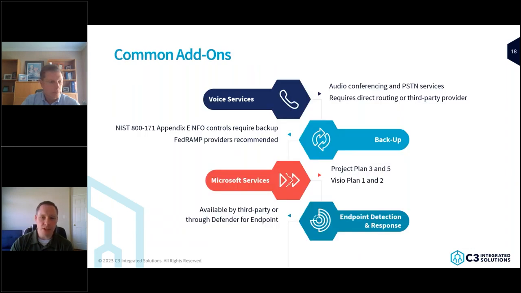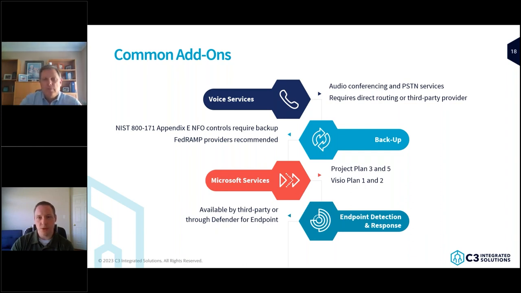In addition to the bundles that I spoke about, there's some common add-ons, right? Some of these are the NFR controls that Bill talked about, such as our backup, right? We want to make sure that backups are FedRAMP approved or authorized. And we also want to make sure we have proper authentication and retention controls on those. Think about your voice services. How are we going to make phone calls, right? Something just as basic as we need to call somebody. How are we going to do it? Are we going to use audio conferencing and PSTN? And if so, do we go direct routing or do we use a third party? We're happy to talk to you about the differences and how those operate.